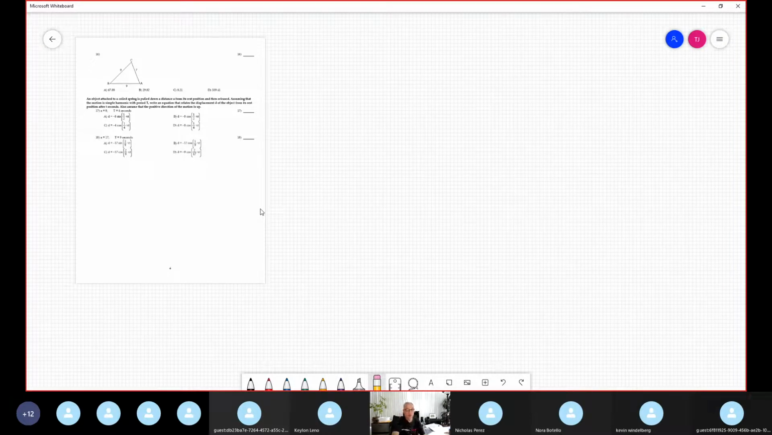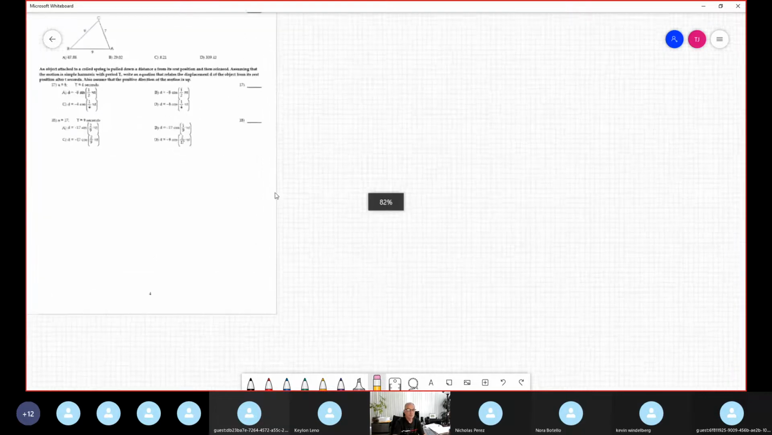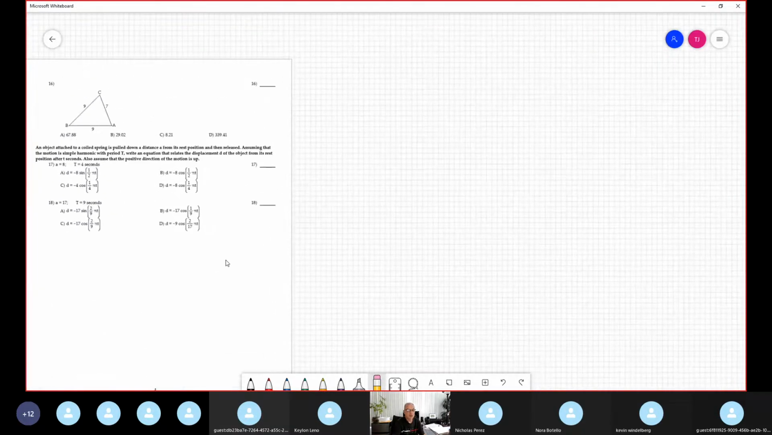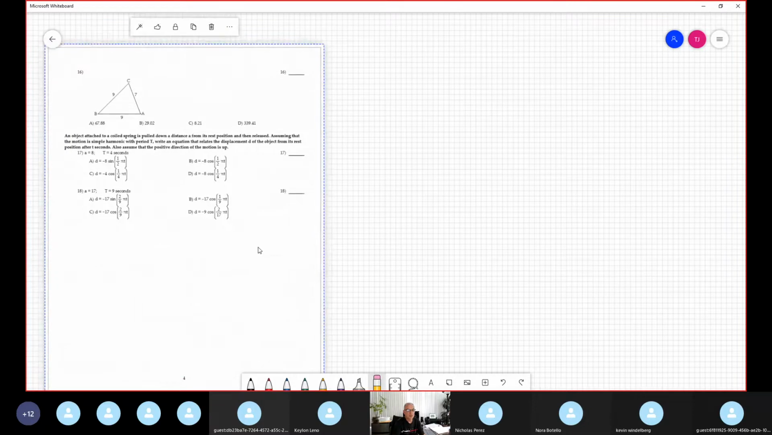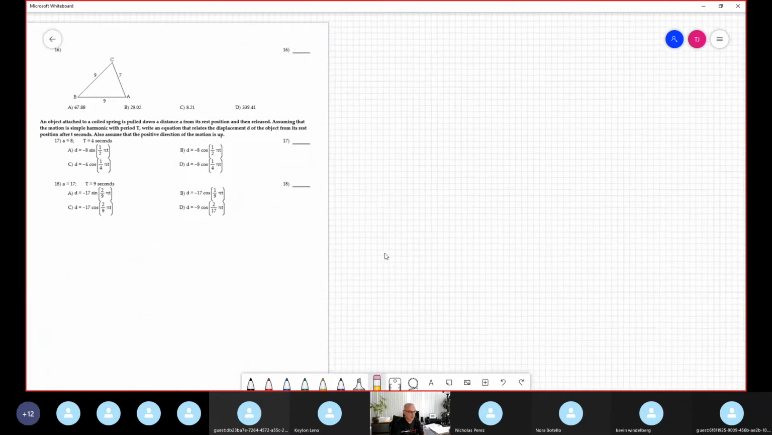Well, 16 is similar. 16 is Heron's formula again, because you have the sides 9, 9, and 7. Okay, so you apply s. s is equal to 9 plus 9 plus 7 divided by 2. 25 over 2 is 12.5. The student can prefer decimal, you convert to decimal, the answer doesn't change.